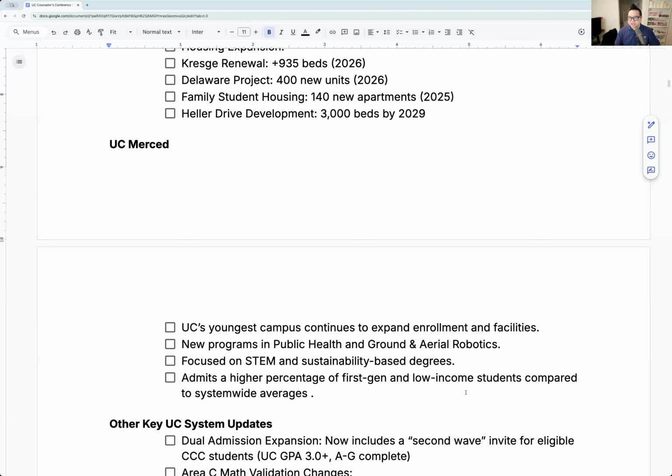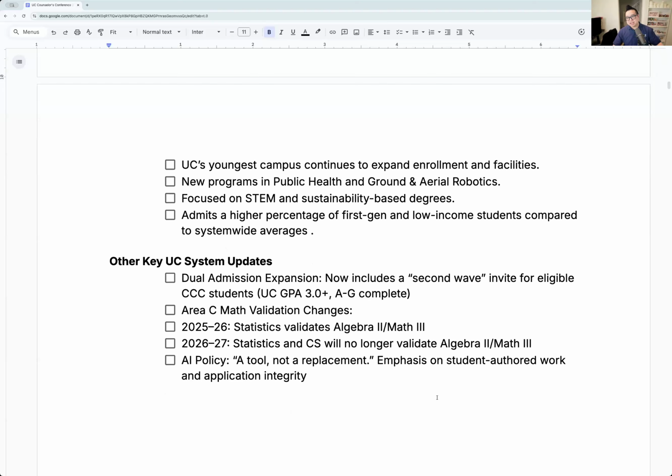In the chat, I see that you cover Cal Poly. Cal Poly is not a UC school. Again, I went to the UC conference, so it's about UC related stuff. Cal Poly is a Cal State. So we are not going to cover it, even though a lot of the lessons can apply. That's the big one.